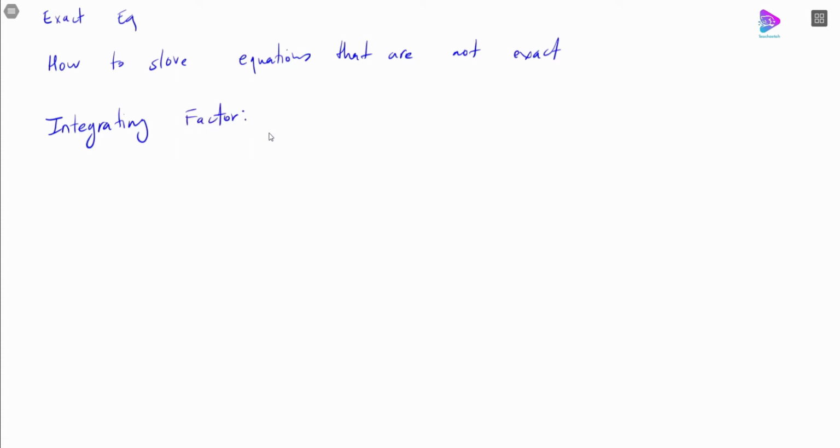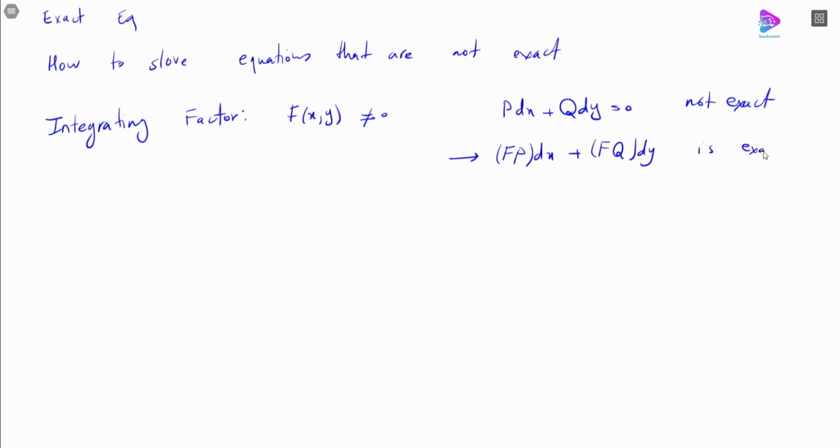And you might want to ask, what is an integrating factor? An integrating factor is any function f of x and y that is not zero, which we multiply by our equation P dx plus Q dy equals zero, and it would make it an exact equation. So if this is not exact, then fP dx plus fQ dy is exact. Correct? Now, there are different ways and different functions for a specific type of equations that would make an equation exact. Let's take a look at three major types.